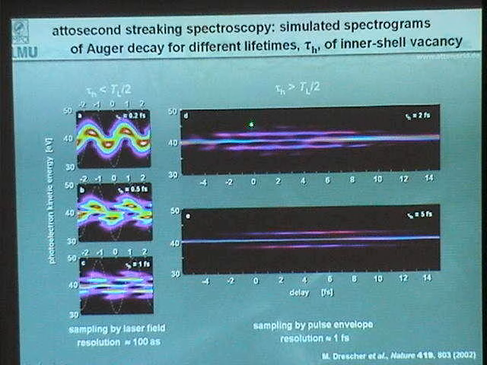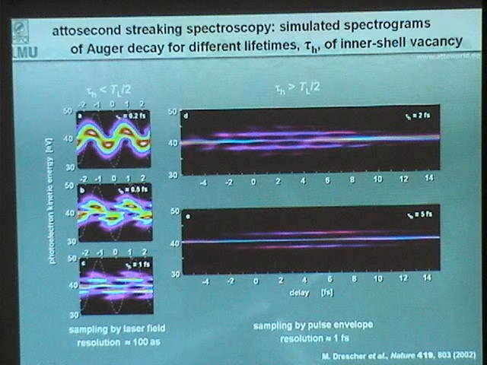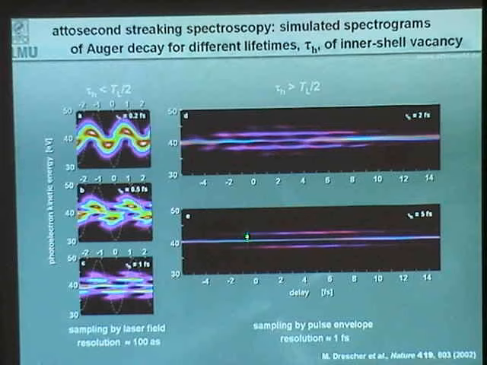the modulation or any variation of the spectra within the wave cycle tends to gradually disappear as the lifetime becomes longer and longer and becomes eventually significantly longer than the wave cycle of the streaking field. So in this limit, what takes over the sampling function from the electric field is basically the envelope of the laser pulse. Because what you see here is the emergence of sidebands spaced by the laser photon energy from the main Auger line, which is this one.